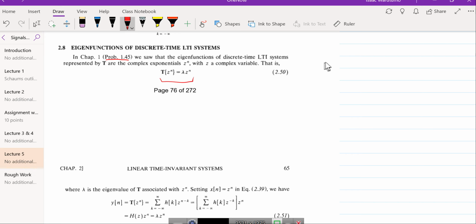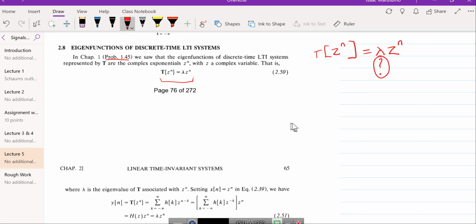which is now expressed as this one. I want to just write it. We are saying that for an eigenfunction of the discrete time LTI system represented by T, so this is the operator that is acting on our eigenfunction z^n, it will have an eigenvalue lambda, which is acting on the eigenfunction z^n again. And we want to find what the question is asking: what is our eigenvalue that will characterize our system.